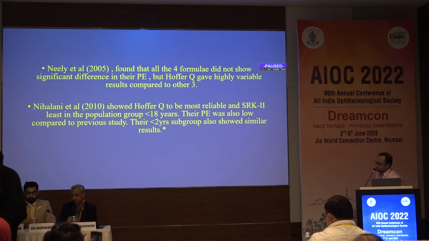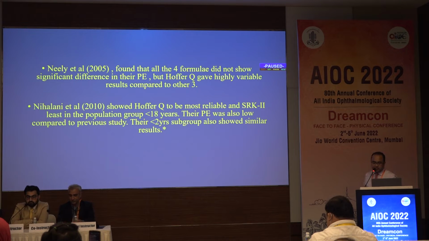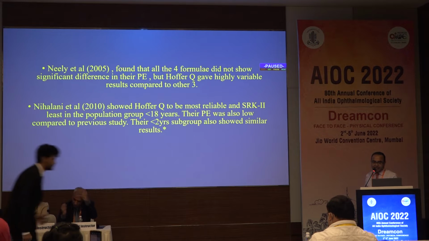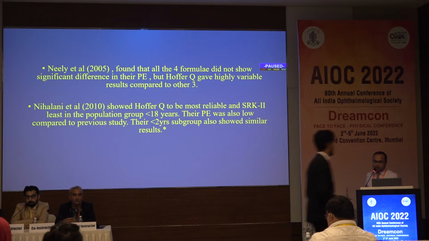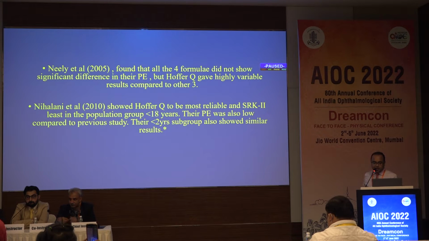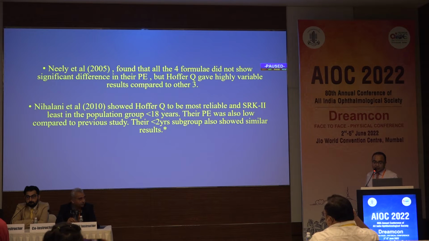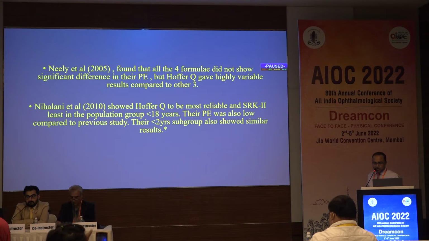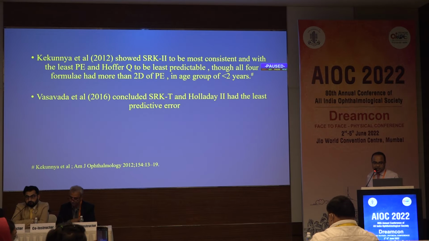Neely et al., in a study published in 2005, found that all 4 formulas did not show any significant difference in their predictive error, but Hoffer Q gave highly variable results compared to the other 3. Now a study published by Nihalani et al. showed Hoffer Q to be most reliable and SRK2 to be the least in the population of less than 18 years, where their predictive error was also low compared to the previous study, whereas the subgroup of less than 2 years also showed similar results.